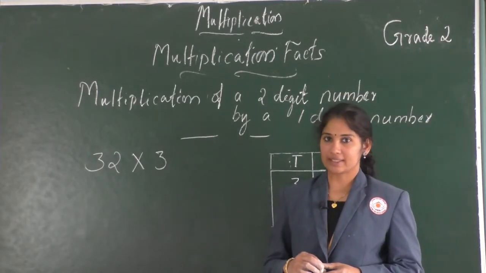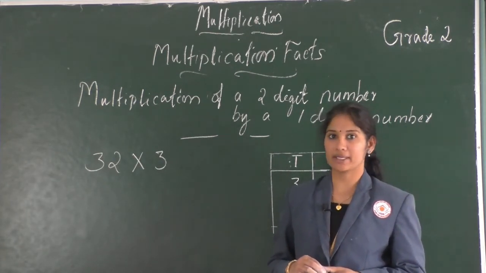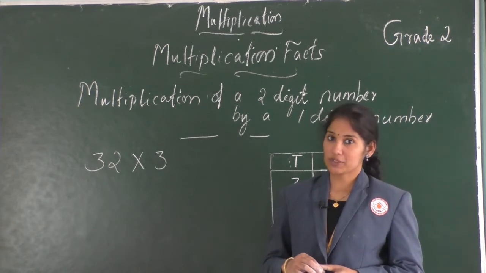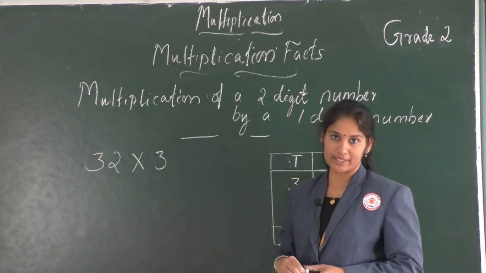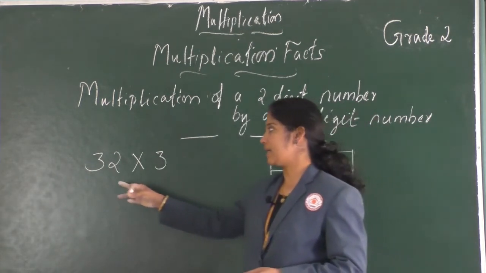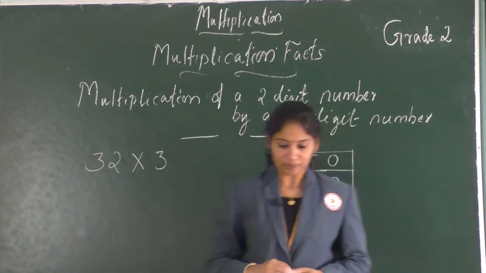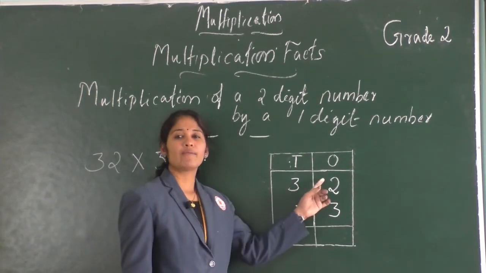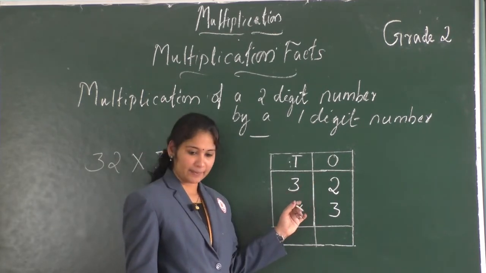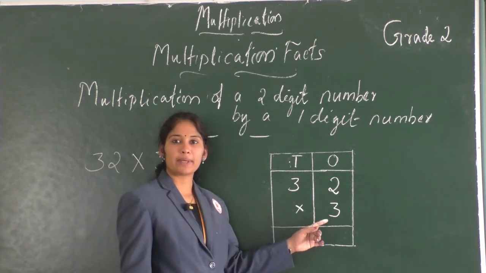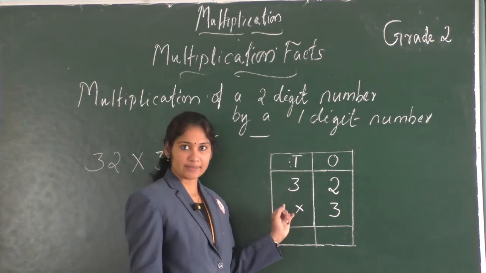Children, so far we learned multiplication facts, multiplication table, multiplication by skip counting. Our next topic is multiplication of a 2-digit number by a 1-digit number. We'll take an example. 32 multiplied by 3. Children, for getting the answer, we need to multiply each digit of the multiplicand with the multiplier. That means we have to multiply 3 ones and 3 tens.